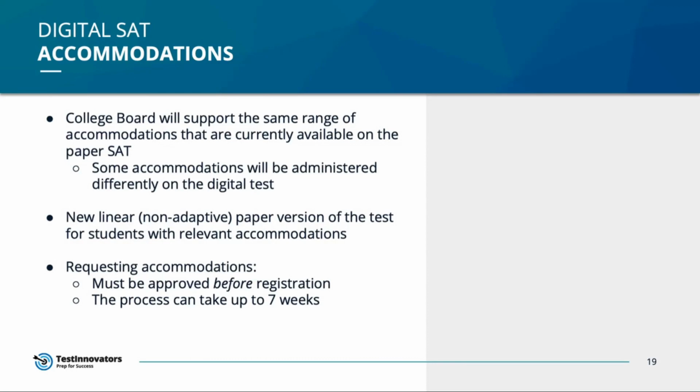And if you do need to request accommodations, know that the process for requesting them isn't changing. Accommodations must be approved before registration. And this process can take up to 7 weeks. So it's really important that you plan ahead. If you need an accommodation, know that you need to get that accommodation approved before you register, and the approval process can take up to 7 weeks.